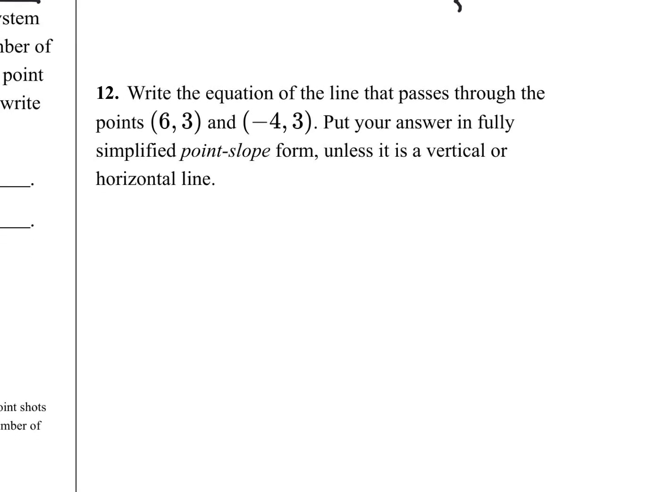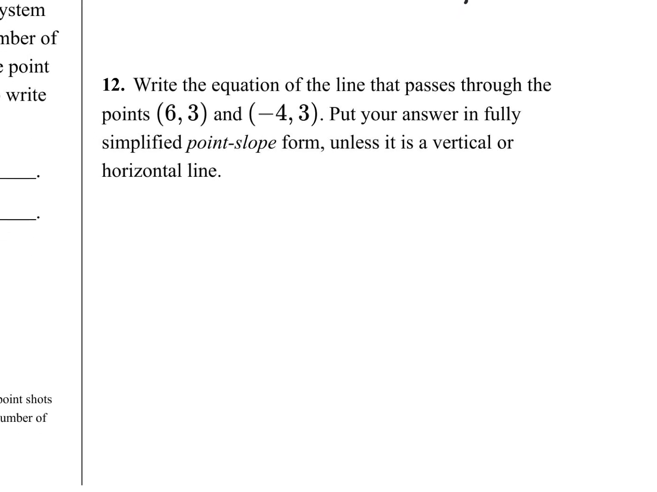All right, and the last one, number 12, says write the equation of a line that passes through these 2 points. All right, put your answer in fully simplified point-slope form unless it's vertical.